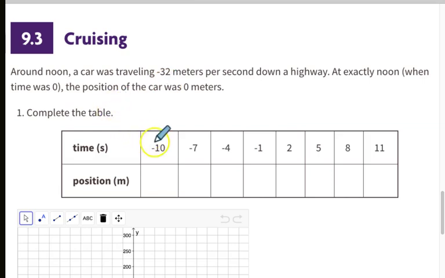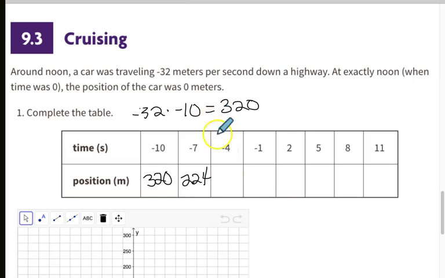So we'll have negative 10 times negative 32 is a positive 320, because negative times a negative is a positive, and 32 times 10 is 320. So you could try the rest. Negative 7 times negative 32 is a positive 224. Negative 4 times negative 32 is a positive 128. Negative 1 times a negative 32 is a positive 32. 2 times negative 32 is a negative 64, because now I have a positive times a negative, gets me a negative.